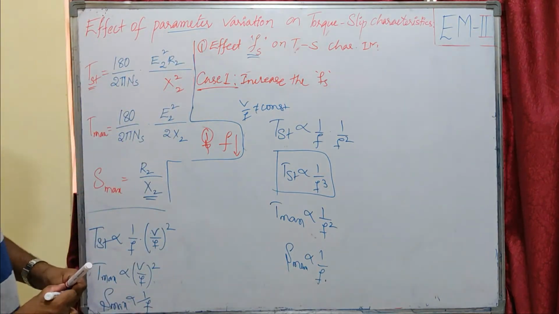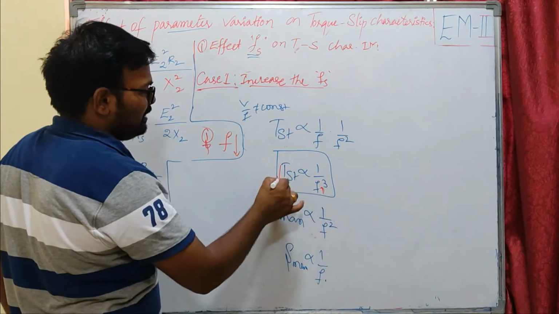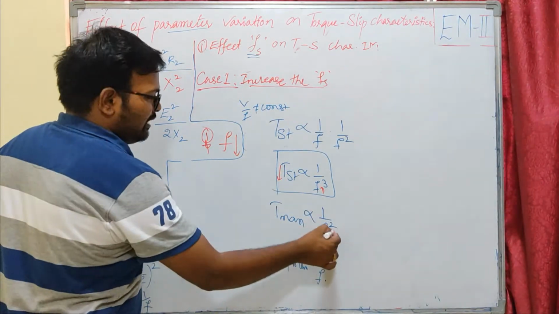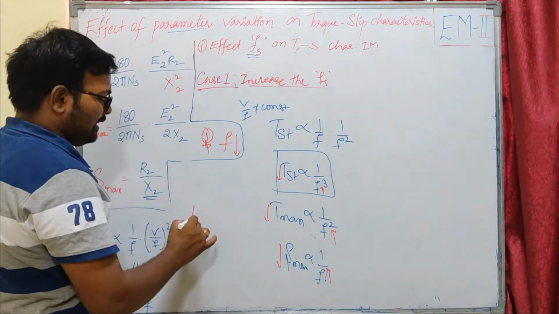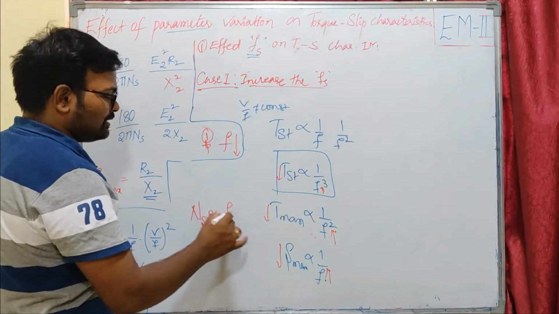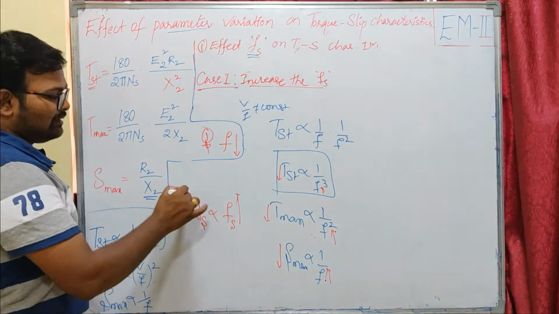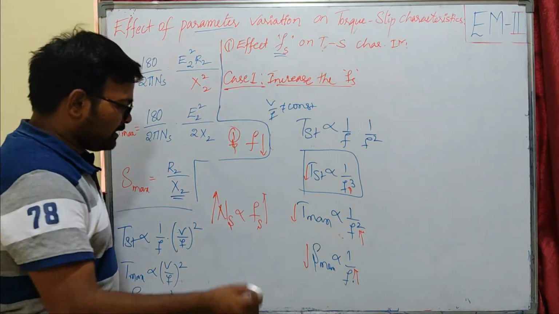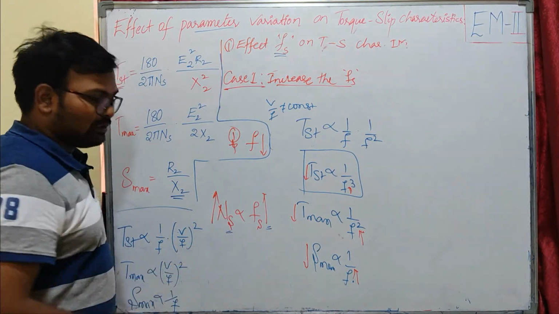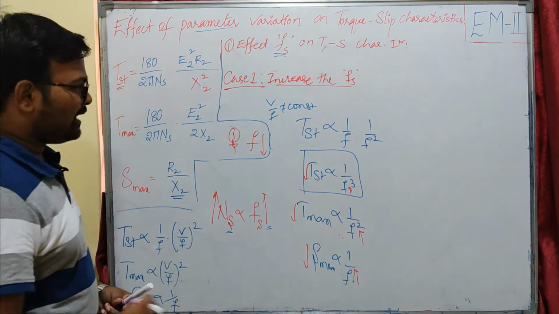If I increase the supply frequency, what is happening? Our starting torque is reducing, our maximum torque is also reducing, and our slip at maximum torque is also reducing. And the synchronous speed, which is directly proportional to supply frequency, also increases because I am increasing the frequency. So let us see the parameter variation.